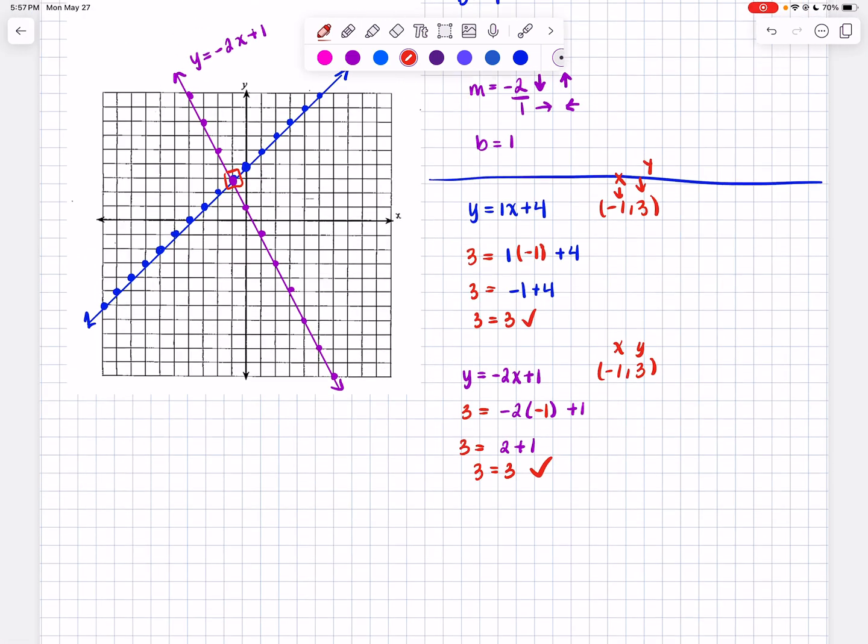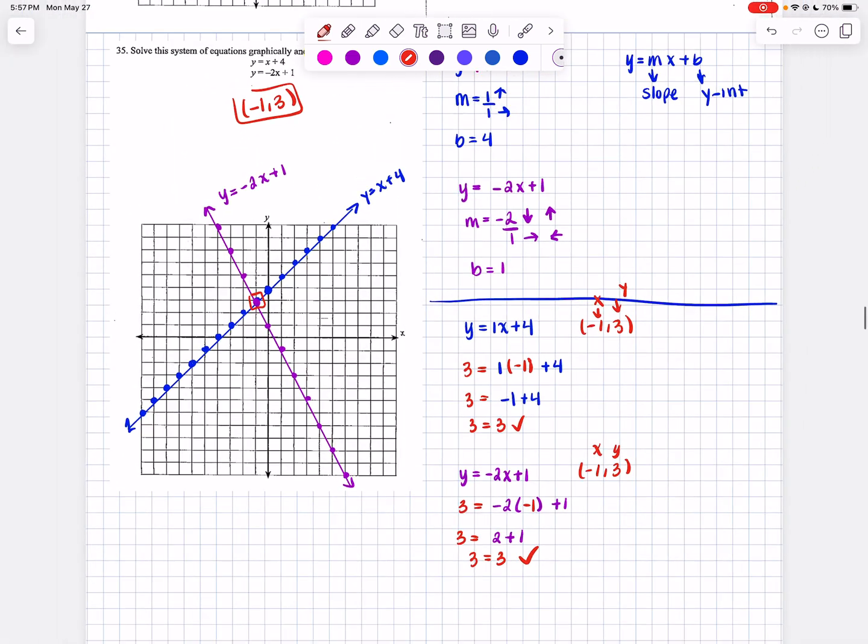So that works. That's how we would do a check for this. We would just plug it back into both equations.